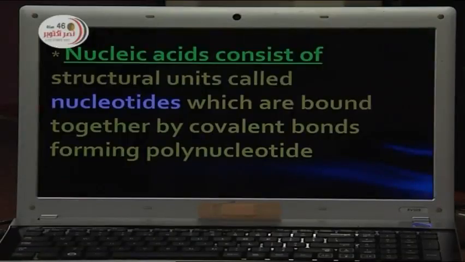Nucleic acid consists of a structure unit, we call it nucleotides. So the nucleotide is the building unit forming a nucleic acid, bonded together by a covalent bond forming a polynucleotide. So again, when I talk about nucleic acid, what is it? A polymer, formed of a group of monomers. What is the monomer of the nucleic acid? Its monomer is called a nucleotide. Nucleotides combine together to form a nucleic acid, making what we call a polynucleotide.